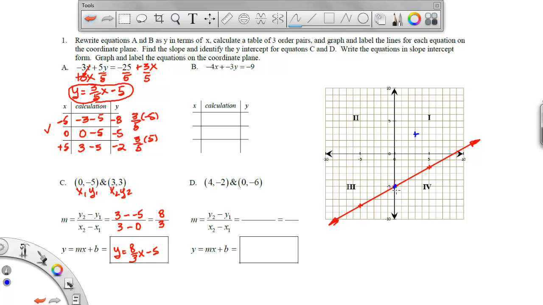I don't think I can count down 8 and over 3. Can I count up another 8? No, it also goes off the graph. So these are the only 2 points that I can use to graph. So let's go ahead and graph my line.